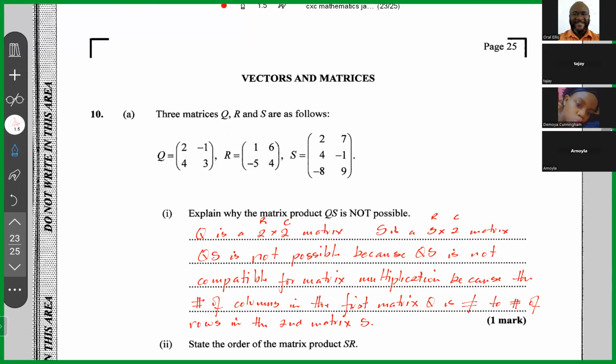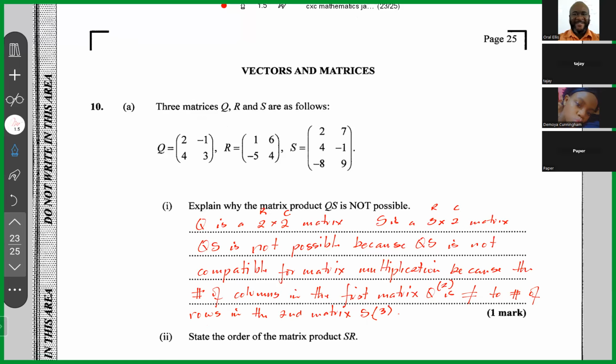S. Now, two matrices are compatible for multiplication when the number of columns in the first is equal to the number of rows in the second. Now, the number of columns in the first matrix Q, which is 2, is not equal to the number of rows in the second matrix S, which is 3. So because they're not equal, the matrix product QS is not possible because QS is not compatible for matrix multiplication.